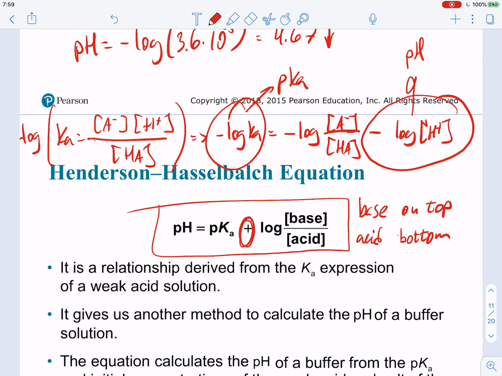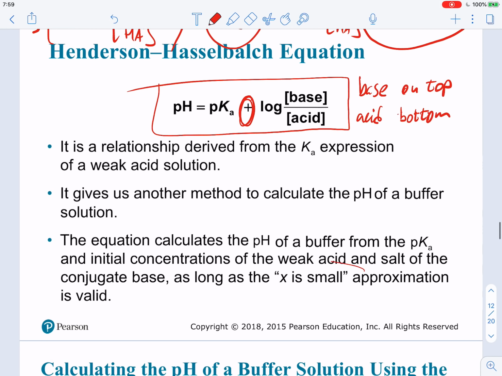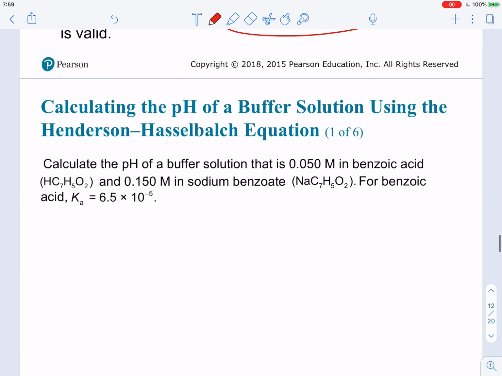Okay, and it's something that you can really use to calculate the pH for buffers, because it makes the calculation even simpler. This assumes that the x is small approximation is valid. If it's not valid, and trust me, you can always assume that, there is no point in going further than that. So you can use the Henderson-Hasselbalch equation for almost every situation working with buffers. So let's see an example.